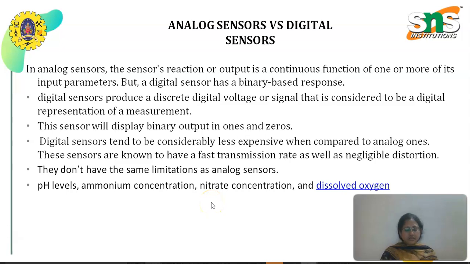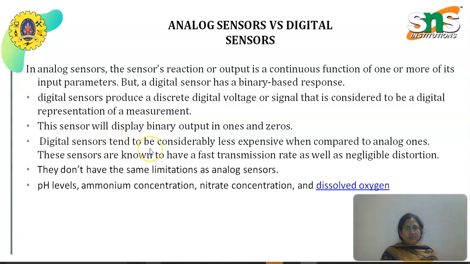Hi, in continuation with the previous video, now we are going to discuss the comparison of analog sensors versus digital sensors. For analog sensors, the output is a continuous function that depends on one or more of its input parameters. But a digital sensor has a binary based response, and it produces a discrete digital voltage or signal that is considered to be a digital representation of the measurement, that is, a binary measurement.